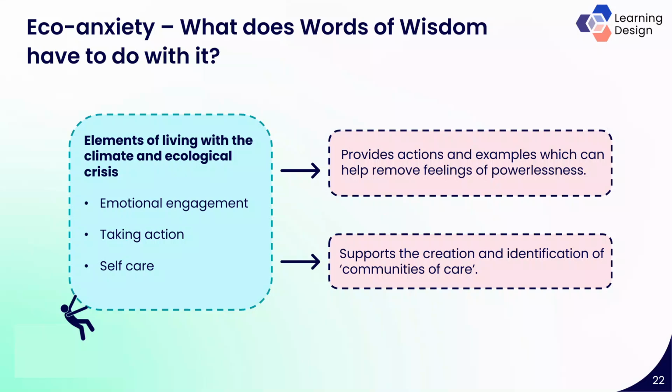By providing examples focused on action and replicability, we hope that the compendium can help to remove feelings of powerlessness and turn worry into practical steps. The compendium also supports the creation of communities of care, which is defined as a supportive web of relationships.